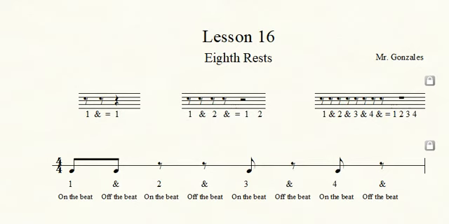The main objective of this lesson is to be able to identify eighth rests. Let's get started. An eighth rest is equal to half the value of a quarter rest. In 2/4 time, 3/4 time, and 4/4 time, 2 eighth rests equal 1 quarter rest.